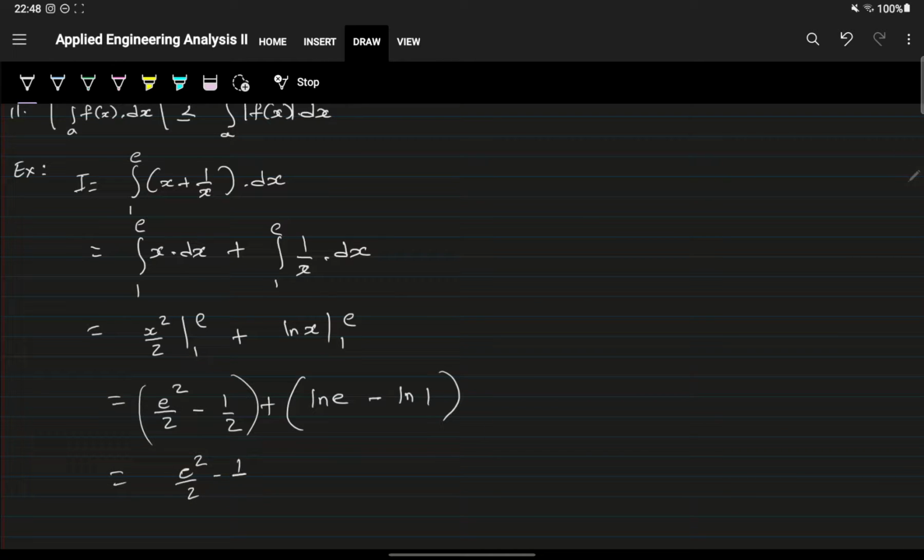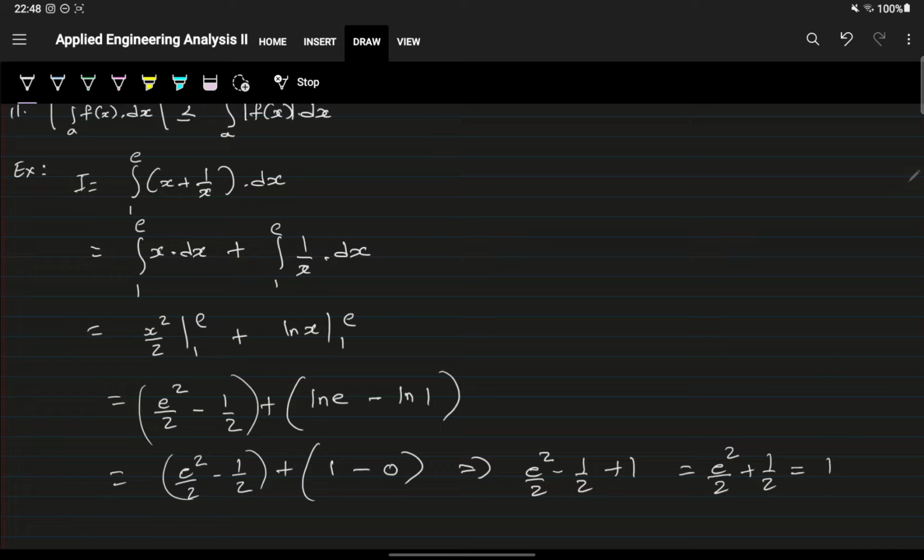e square by 2 minus 1 by 2 plus, this would be 1 and 0. This is e square by 2 minus 1 by 2 plus 1, that is e square by 2 plus 1 by 2. There you go.